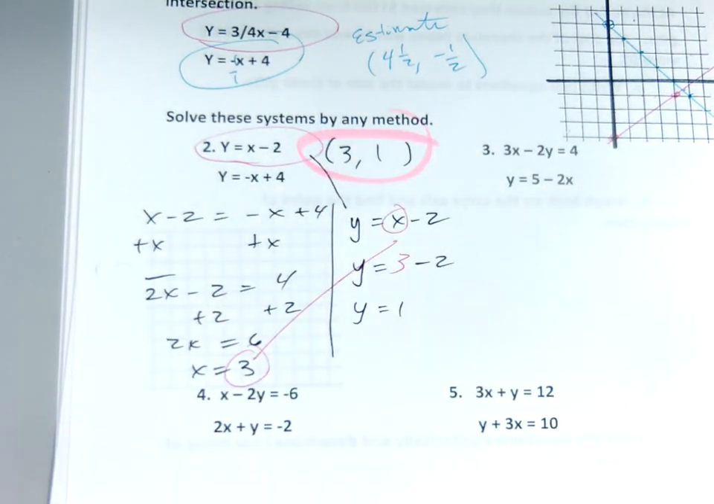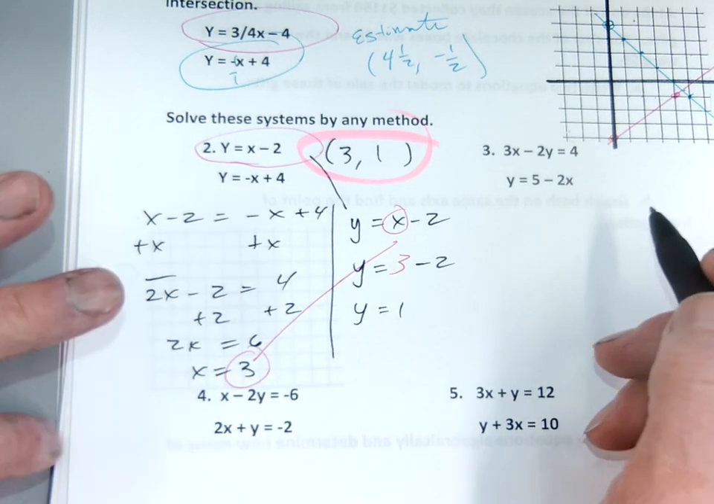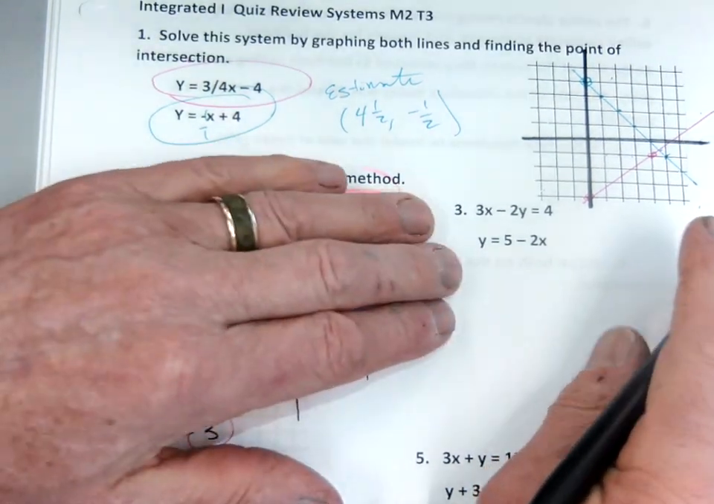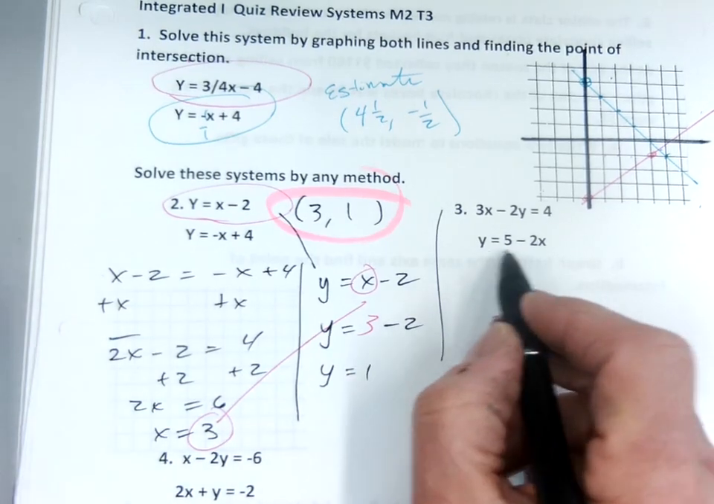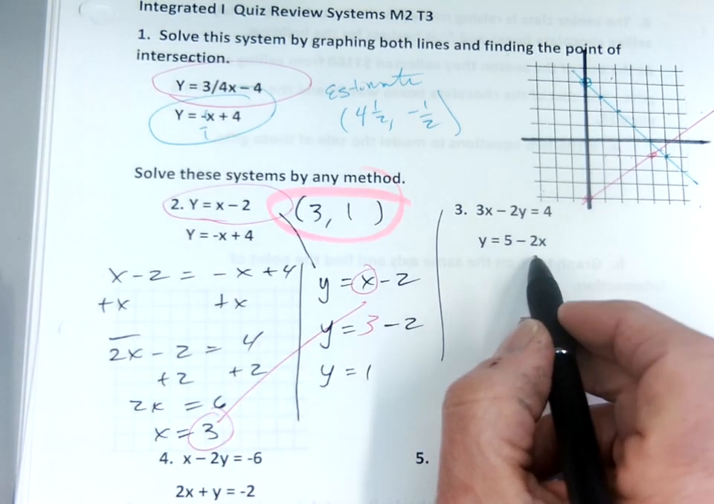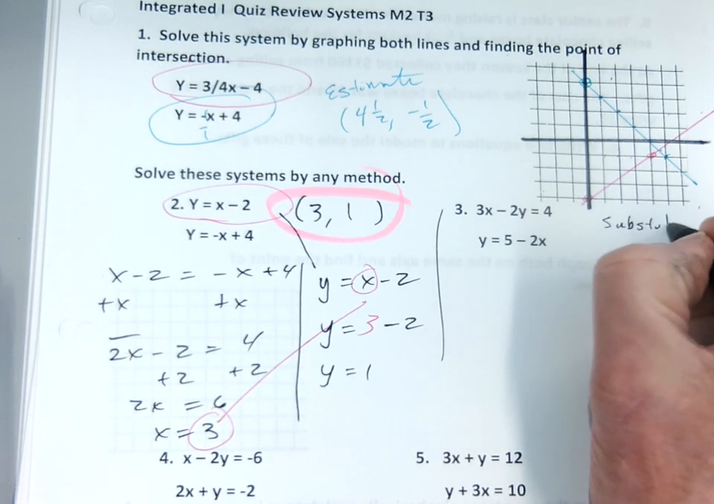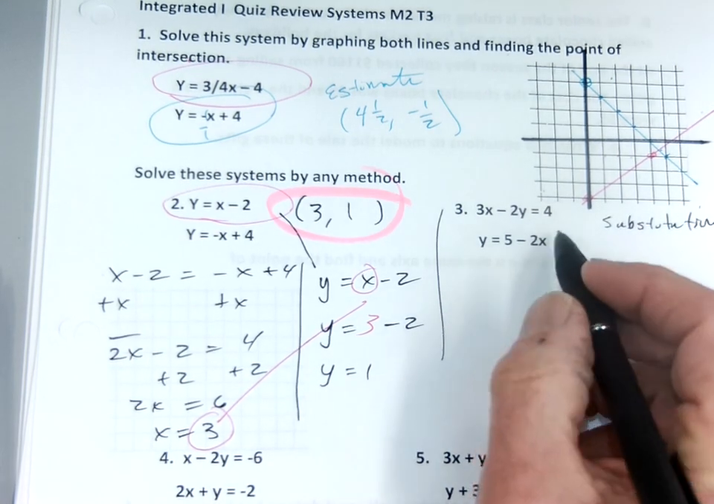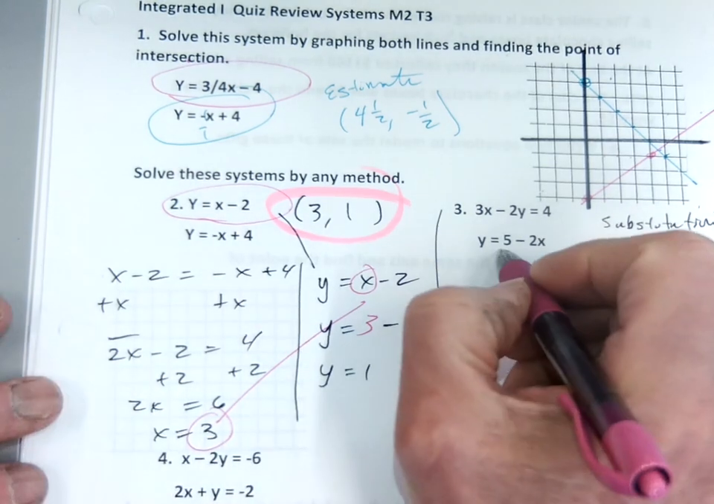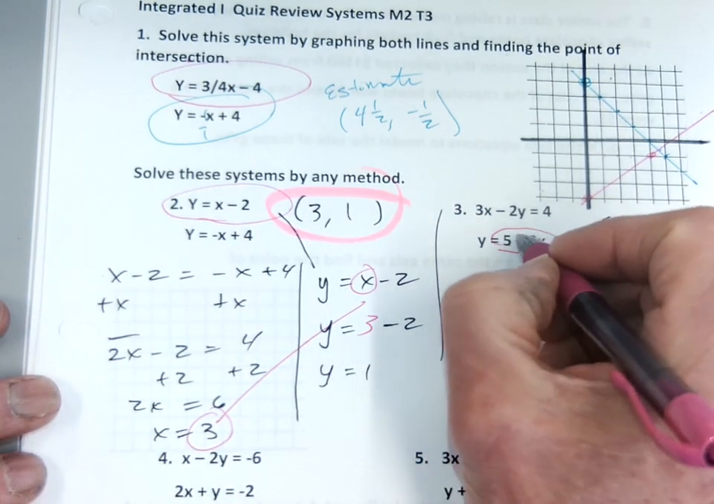I like that. Okay, number 3. Same thing. I could do it by graphing, but that seems to be the most tedious. What I do notice about number 3 is that y is already solved for. It says y equals 5 minus 2x. So I will do substitution. I will plug my 5 minus 2x in for y.